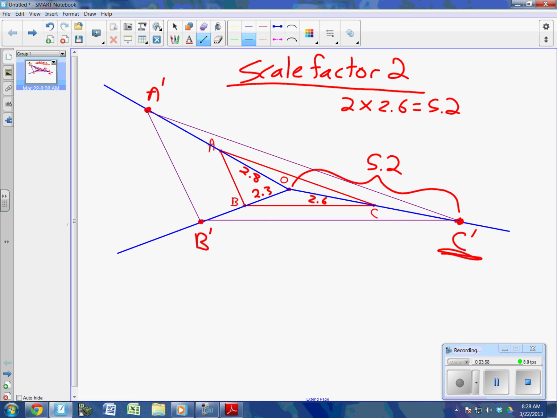Okay? Any questions on this? I would suggest getting out a separate piece of paper to do this on. Okay? And do the last 6 problems on your assignment.